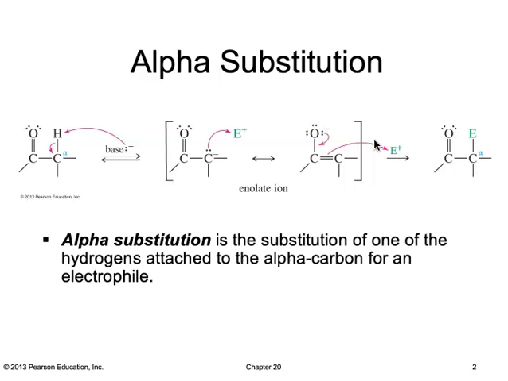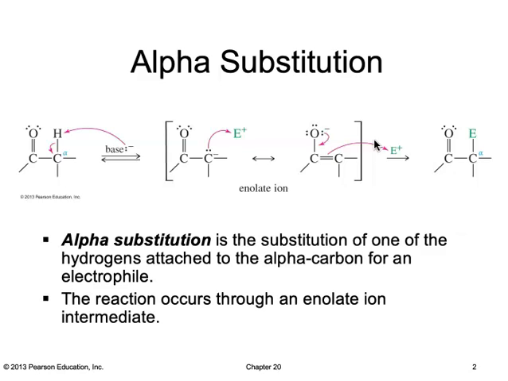But a couple of things to keep in mind, right? Alpha substitution, we're going to substitute something that is on a carbon right next to that carbonyl carbon. And at least in base, it occurs through an enolate ion. And one of the things we're going to see today is an acidic mechanism, and we'll see that that actually goes through an enol.